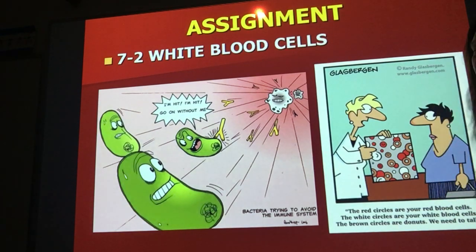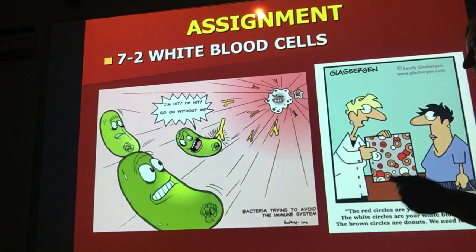So your assignment today is 7-2, the white blood cells. Like I said, it goes through the 5 types in more detail. You'll have your chance to draw each of the 5 types that we talked about.